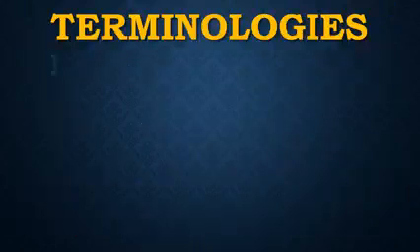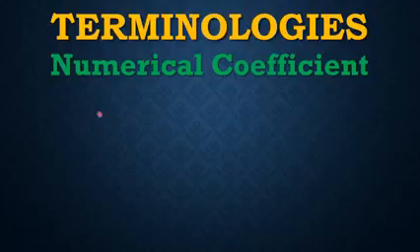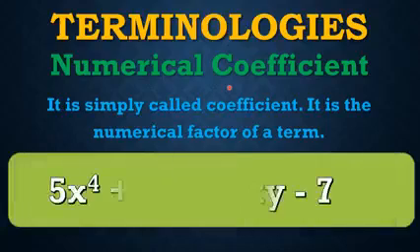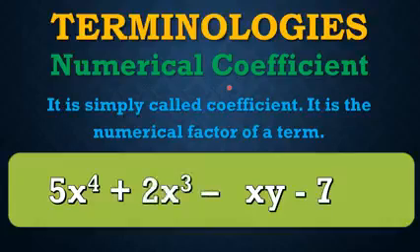Another terminology is the numerical coefficient, or simply called coefficient. It is the numerical factor of a term. For example, balikan natin yung expression natin kanina, which is 5x to the 4th power plus 2x cubed minus xy minus 7. So, paano malalaman yung numerical coefficient ng bawat term na to? So, again, we have 4 terms here, okay?